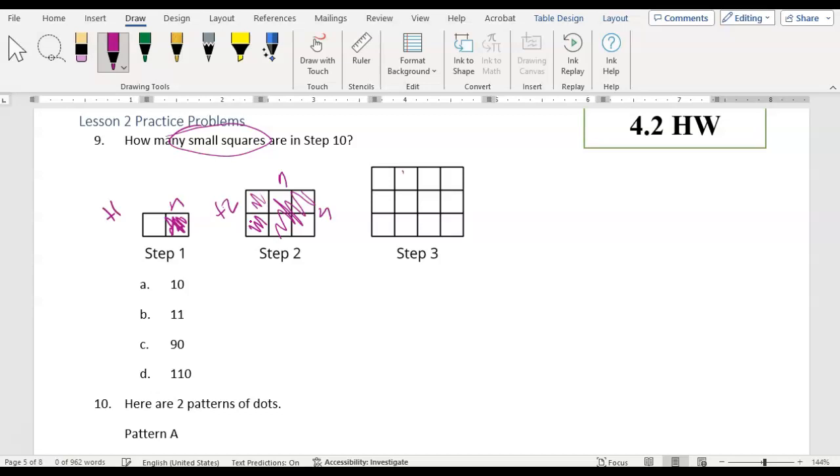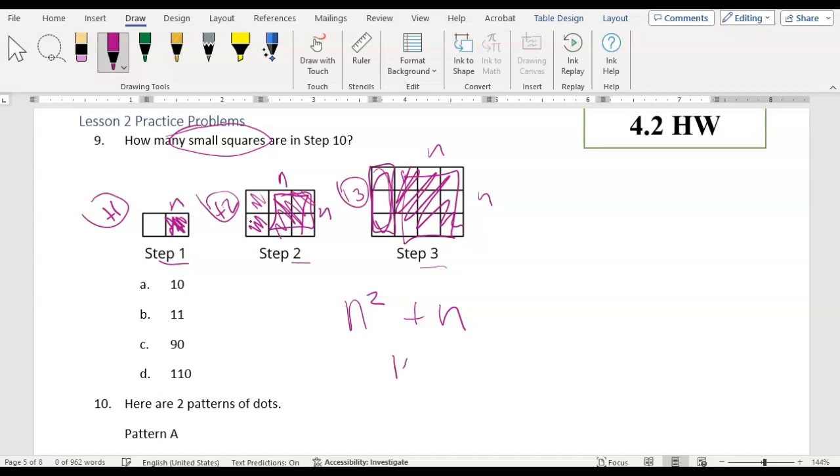So what about when we look at this one here? Here we have n times n again, right? Step 3, 3 times 3 is 9. But then we're adding 3 blocks. Notice the number that we're adding matches the step number. So here the equation we're looking at is n squared plus n, because we're squaring the step number, and then we're adding the step number to it. So if we're looking at step 10, then it would be 10 squared plus 10, which is going to be 110.